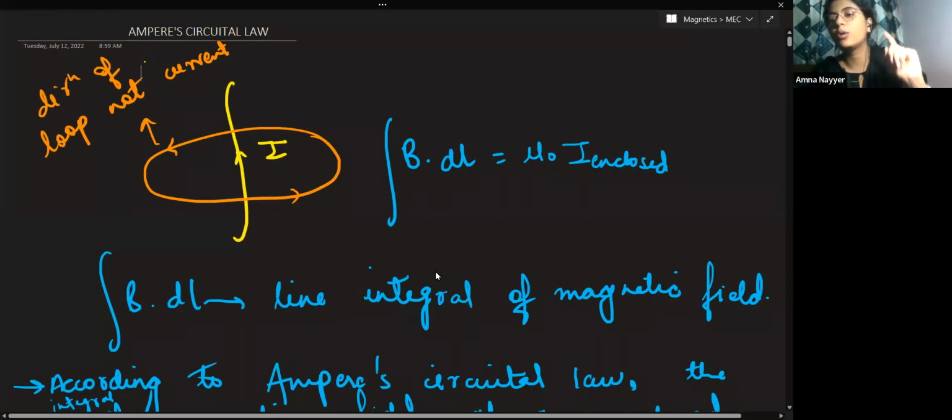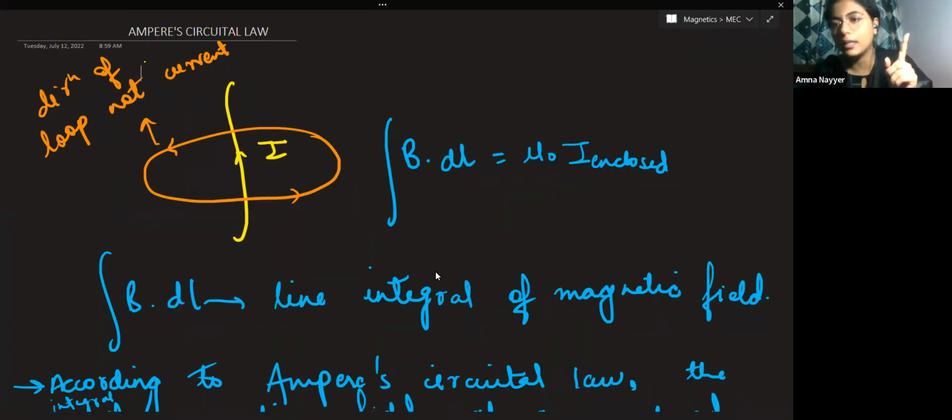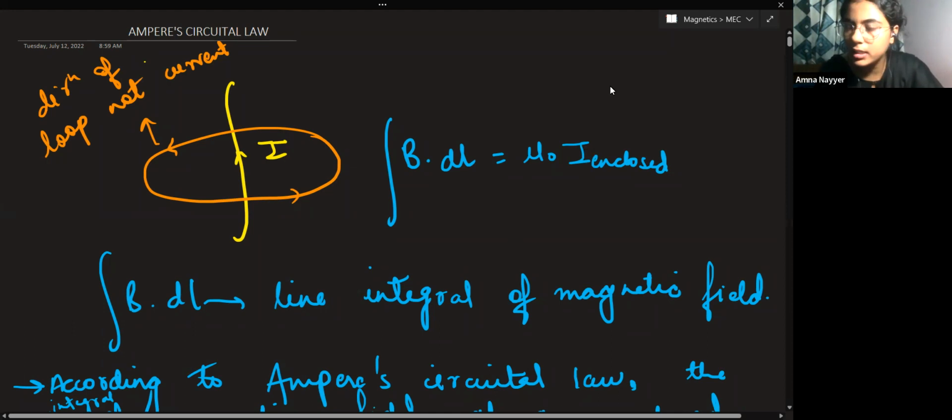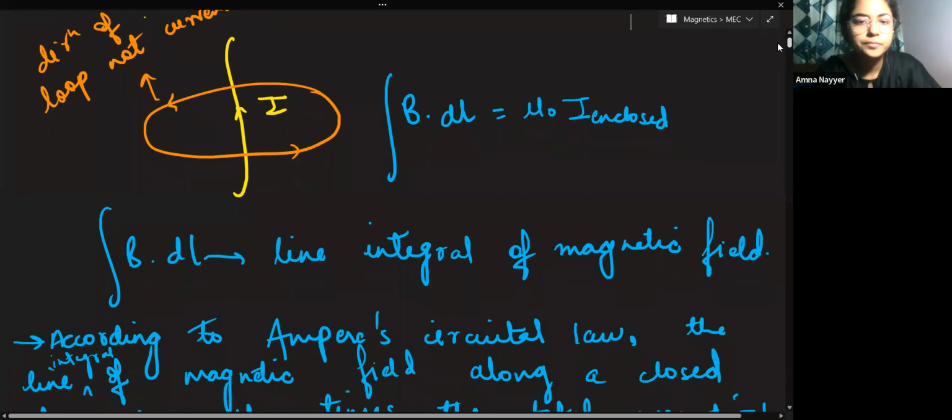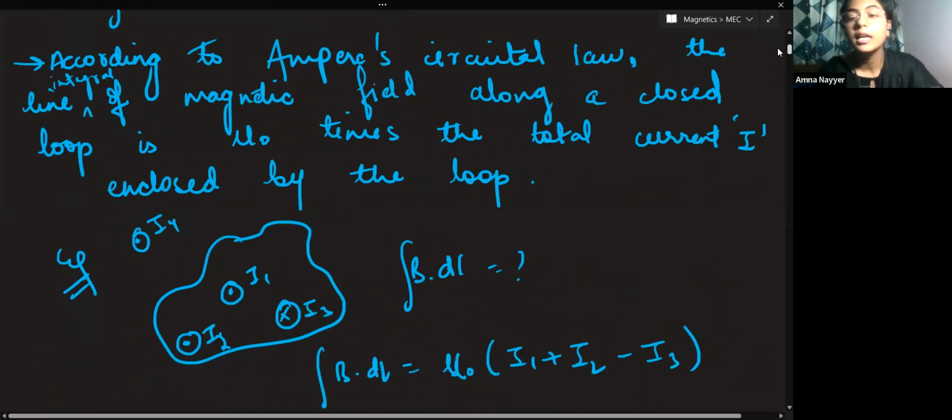This is equal to what? Mu naught times the total current enclosed. That's what we had discussed earlier. Now, Amperian loop, we didn't discuss how to choose an Amperian loop, neither did we discuss how to apply it or what the steps in the calculation are. Let's discuss it.